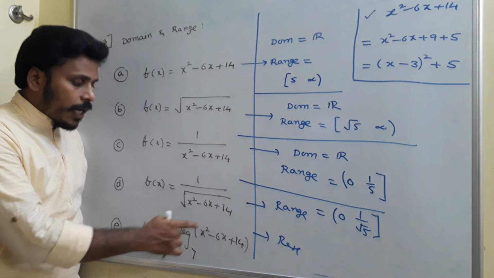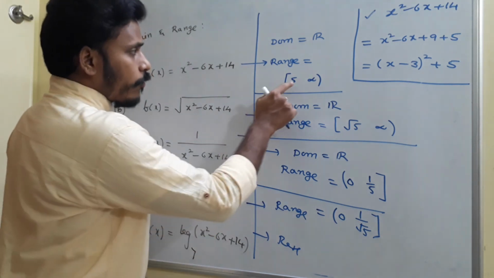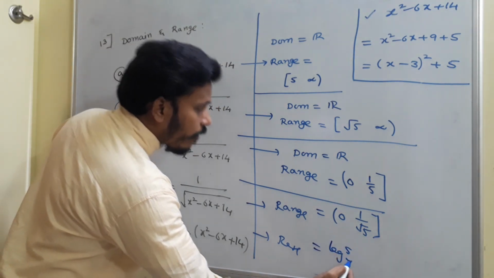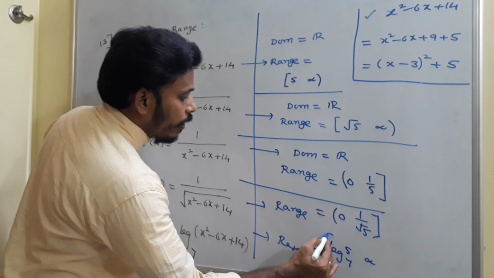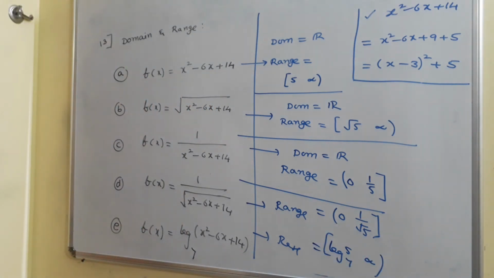Then the logarithm. Again, you just apply the logarithm with base 7. The given expression ranges over 5 to infinity. If you apply the logarithm with base 7, log of 5 to base 7 to infinity is the range for the last function. I mentioned here the simple quadratic expressions where the expression is a perfect square plus some constant. In the next class, I will give you some quadratic expressions that are not a perfect square plus a positive quantity. Just have a look.